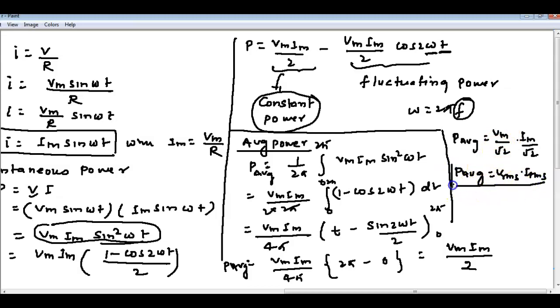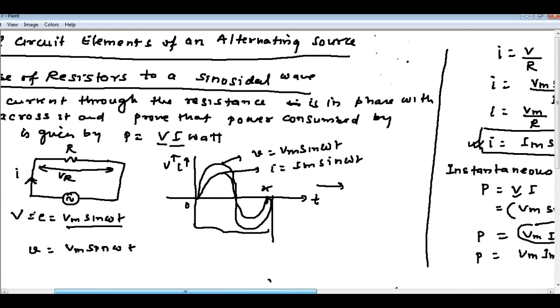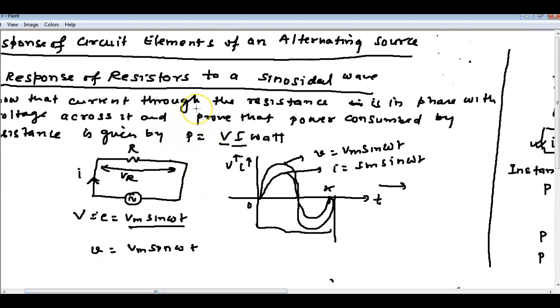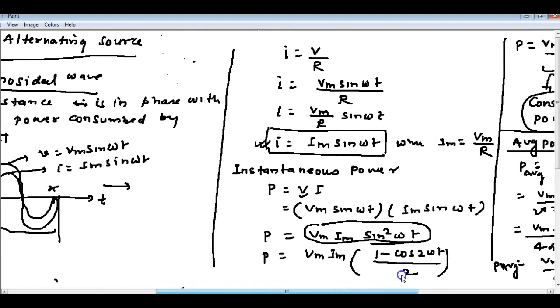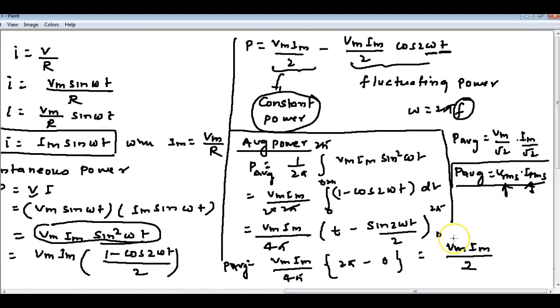So that's why I told in the first lecture, whenever you are finding power, whatever you are doing, always take the RMS value. Average power you are finding, and normal power also. So finally we got the formula P is equal to V into I, and V is the RMS value. Getting here? This full derivation you have to do if a question comes from pure resistance. You have to find the total power, and then the average power.